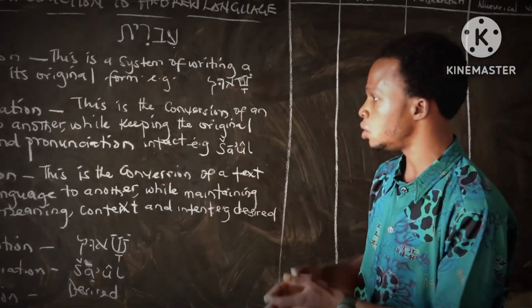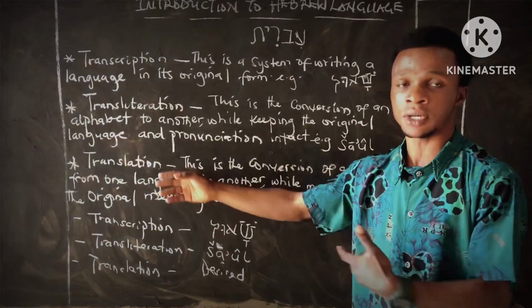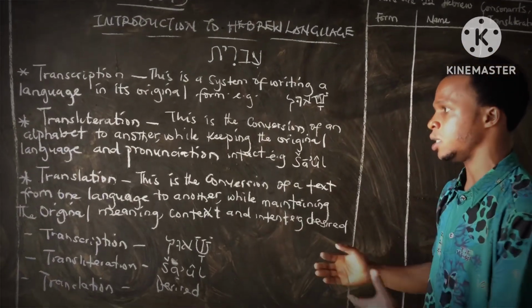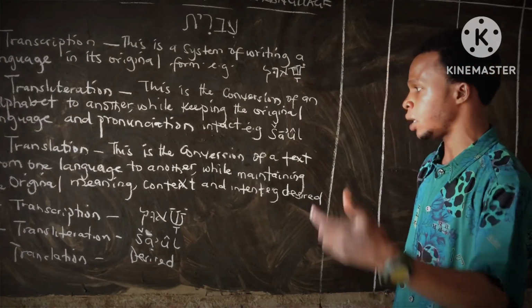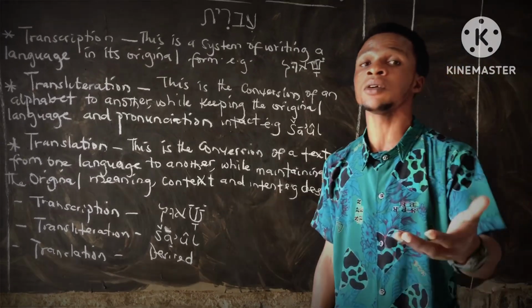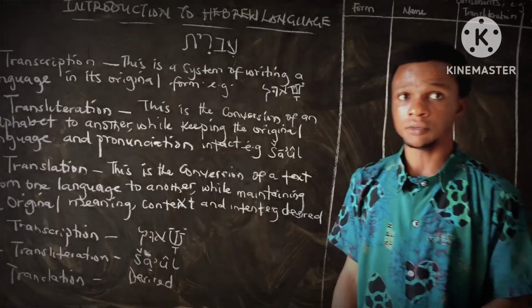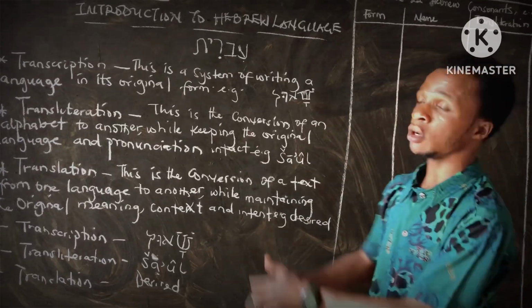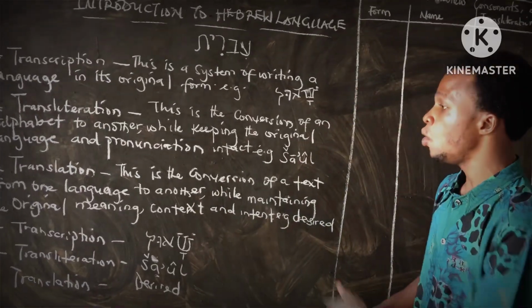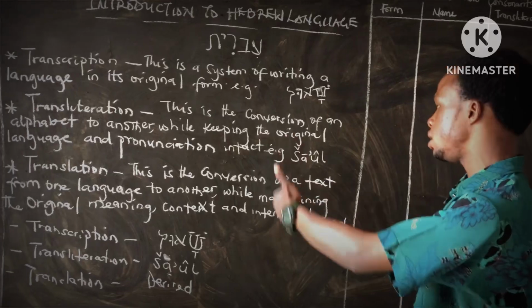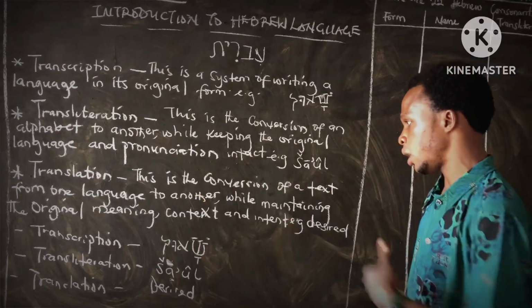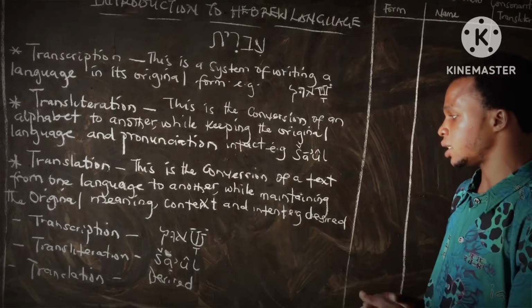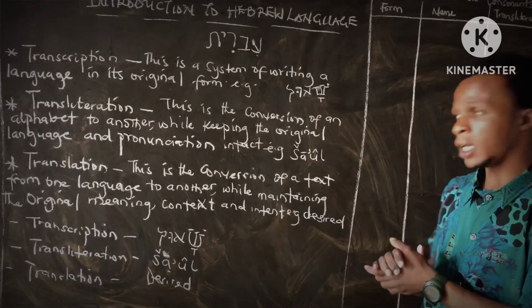And lastly, on this note, we have the translation. Translation simply means when you convert a text from one language to another language. It's what we simply call interpretation. When you interpret from one language to another language, that is what we call translation. When you actually translate, you still maintain the original meaning, that is the context and the intent of that language.